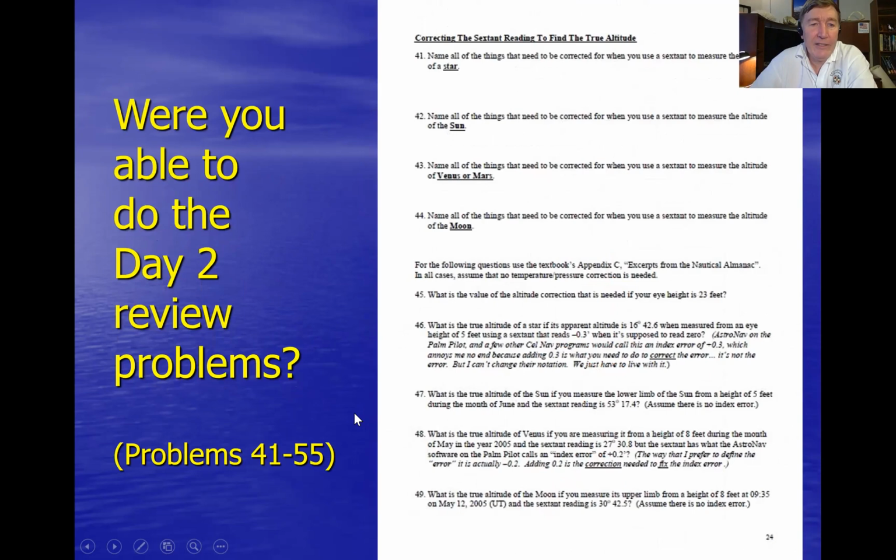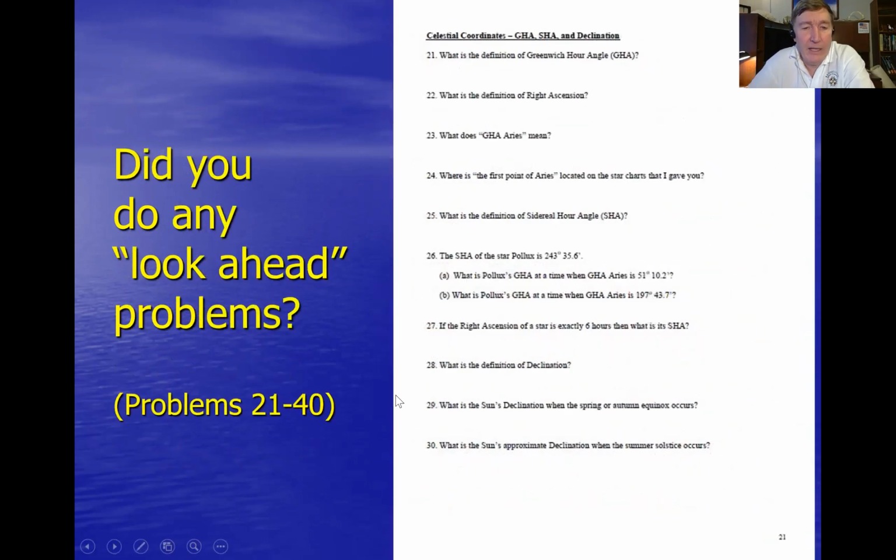Now I didn't officially assign any review problems, but some of the problems were intended to help review some of the concepts that we went over. And many years, I have some students who like to look ahead, and so they start doing some of these problems having to do with GHA and SHA, even though we haven't yet talked about them. Are there any of these that you want to discuss, or do you want to just go ahead and jump into today's material?